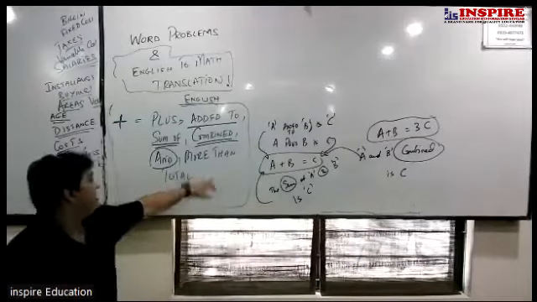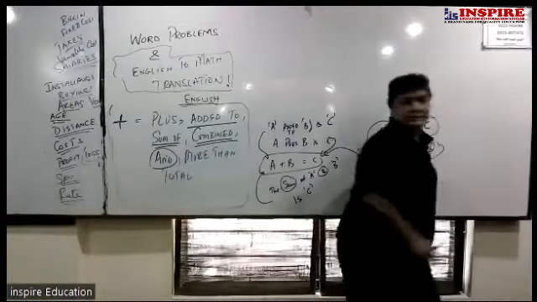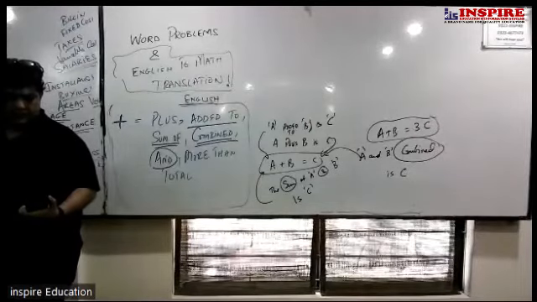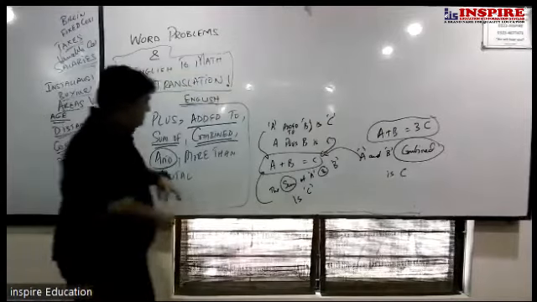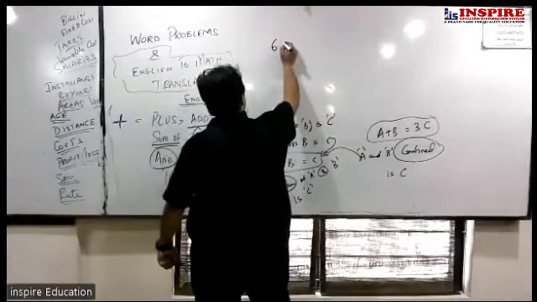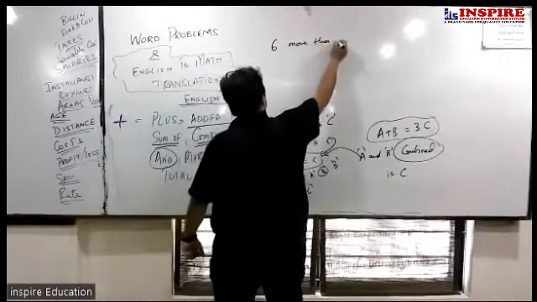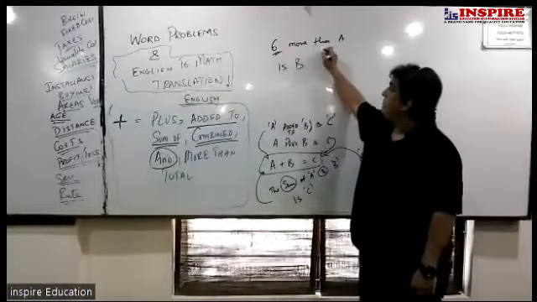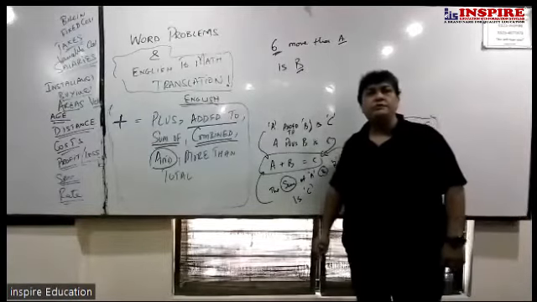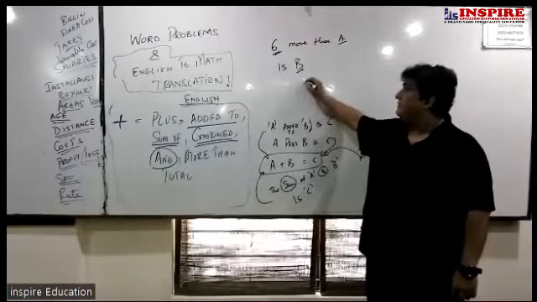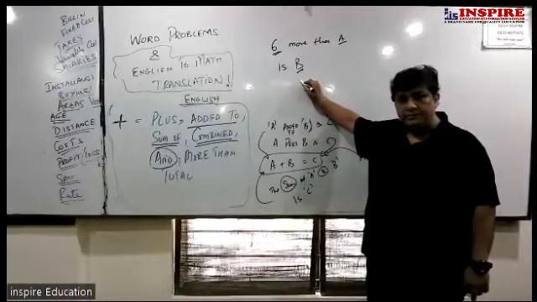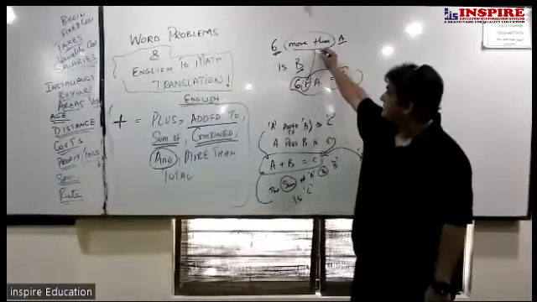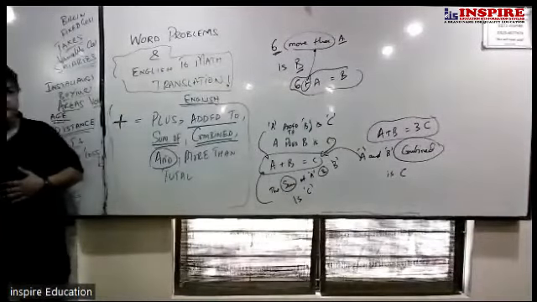Let's give another example. More than. Six more than A is B. Make the equation. Six more than A is B. Very easy. More than is a plus. Okay? You understand? Next.